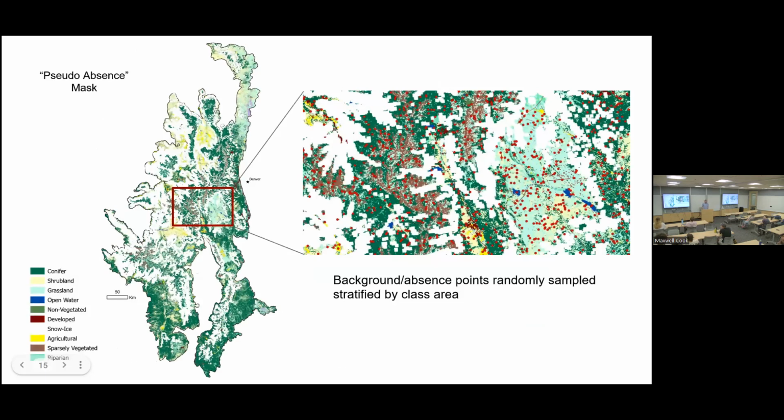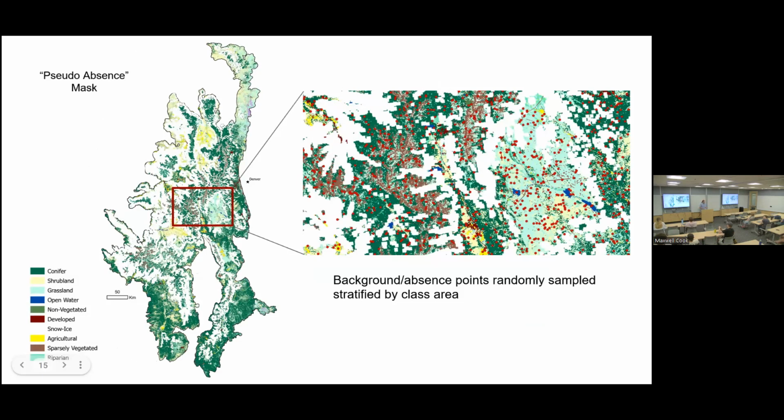So that's our presence data. And in this model, we're creating a binary classification, right? So zeros and ones. Our ones are aspen forests and our zeros are these pseudo absence or background points. What we did to create this was we took our aspen mask and expanded those pixels by 2 pixels, to create a sort of buffer around where we think there may be aspen.